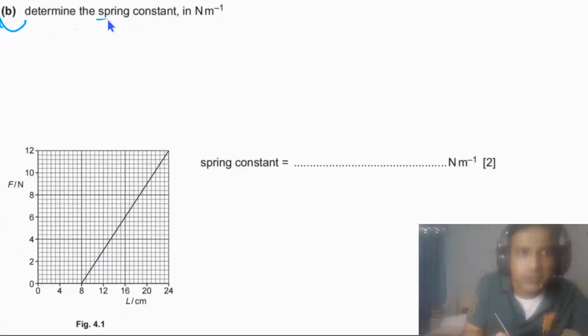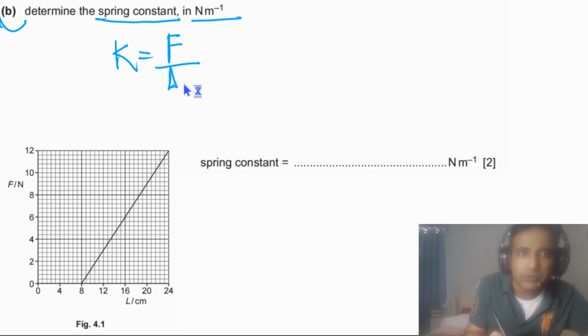Part B says determine the spring constant in newtons per meter, and spring constant k is equal to force divided by extension delta x, or simply for this graph we can say it is also equal to the gradient of this graph. So simply we need to calculate the gradient. We will be taking this point and we will also consider this point.